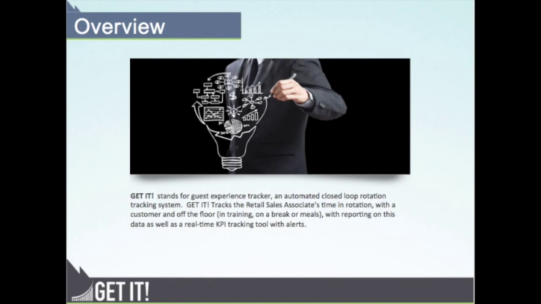First, let's give you an overview of what Get It is. Get It stands for Guest Experience Tracker, which is an automated closed-loop rotation tracking system. We track the retail sales associate's time in rotation, with a customer, and off the floor, with reporting on this data as well as a real-time KPI tracking tool with alerts.